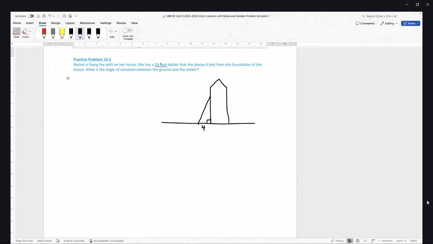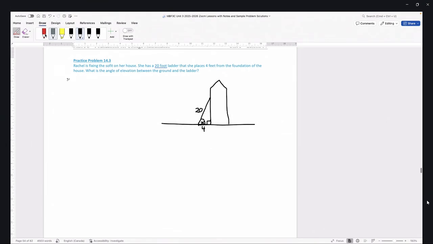And the ladder is 20 feet long, and the ladder is 4 feet from the house. That is easy to calculate. You can take a tape measure and measure. So what we're asked to find is the angle of elevation, which would be this part right in here. That angle is what we're looking for.